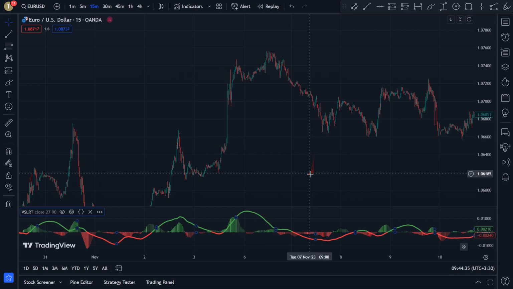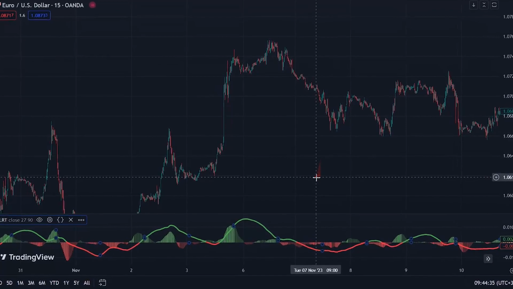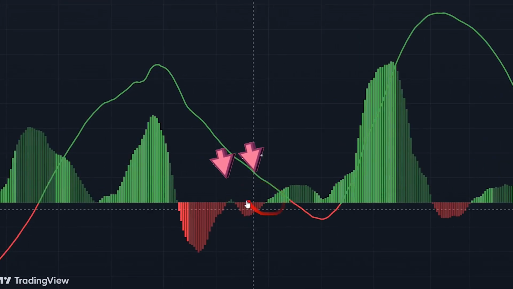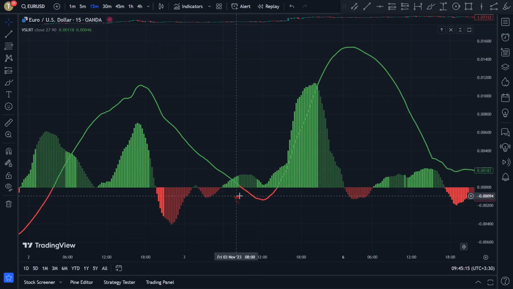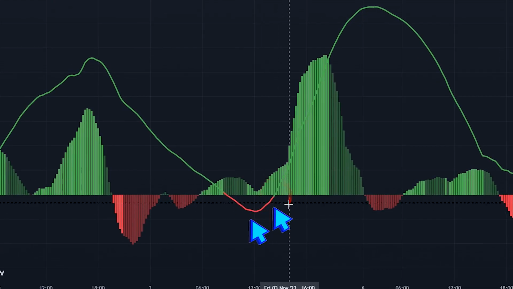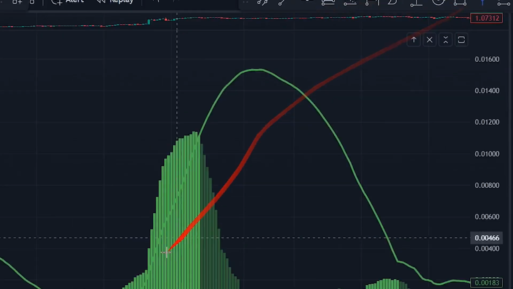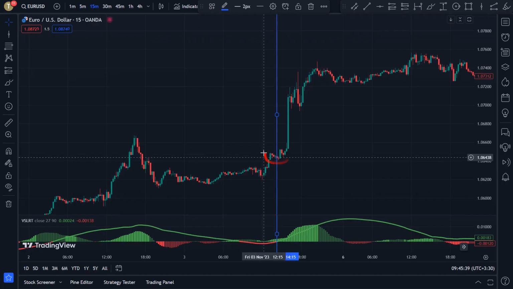Now the question is how to trade with this indicator. To find buy and sell signals, you only need to do two things. For buy trades, when the VSLR indicator changes from red to green columns, don't rush into a trade. Wait for the signal line to also change from red to green. Exactly where the signal line changes color, we have our buy signal and can place a buy order.